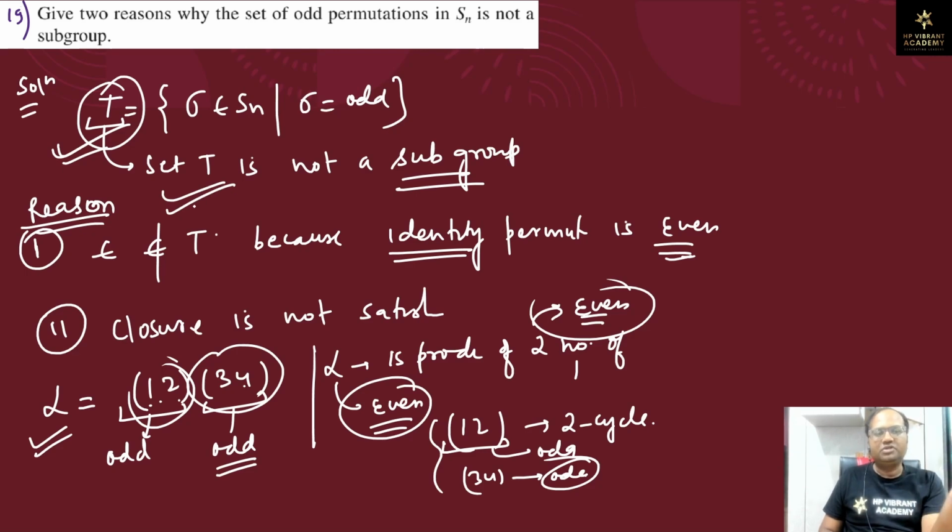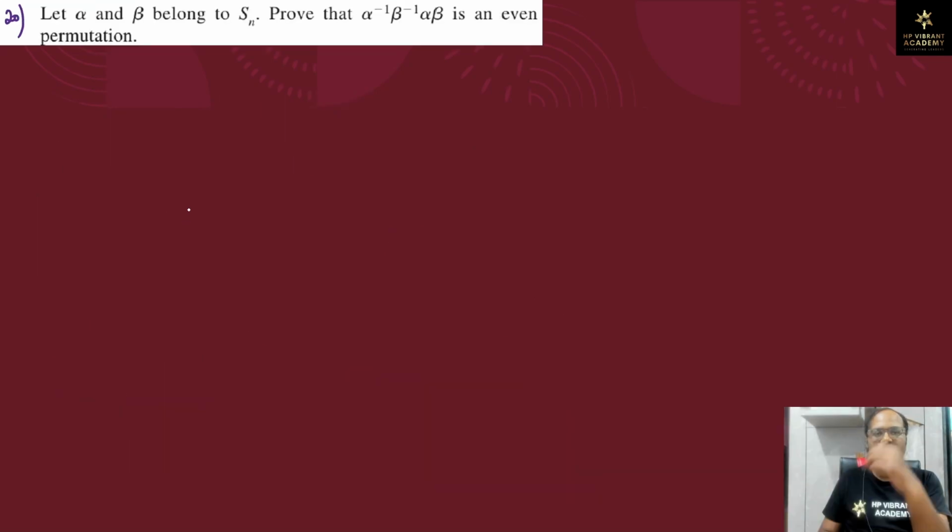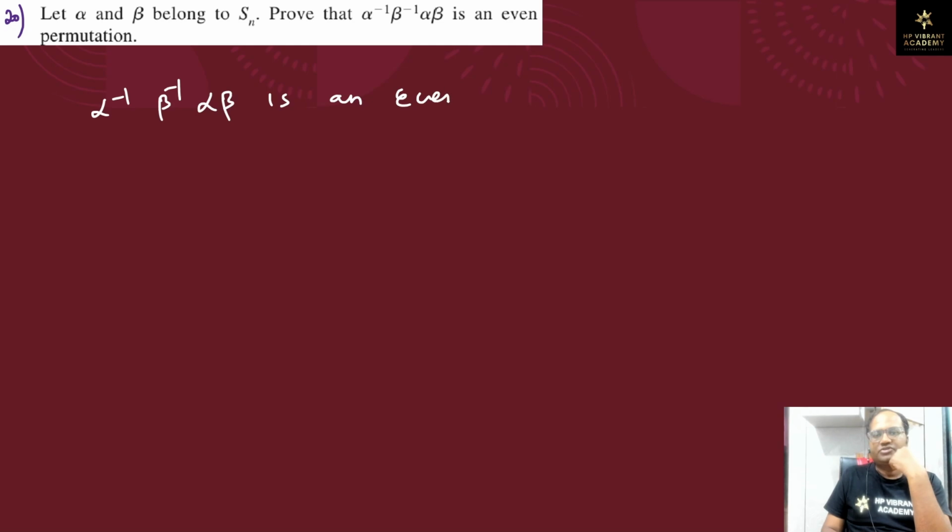Okay, so these are the two reasons based on which we can say that the set of odd permutations in Sn is not a subgroup. Okay, let us discuss question number 20. देखो, let alpha and beta belong to the symmetric group Sn. Prove that alpha inverse beta inverse alpha beta is an even permutation.